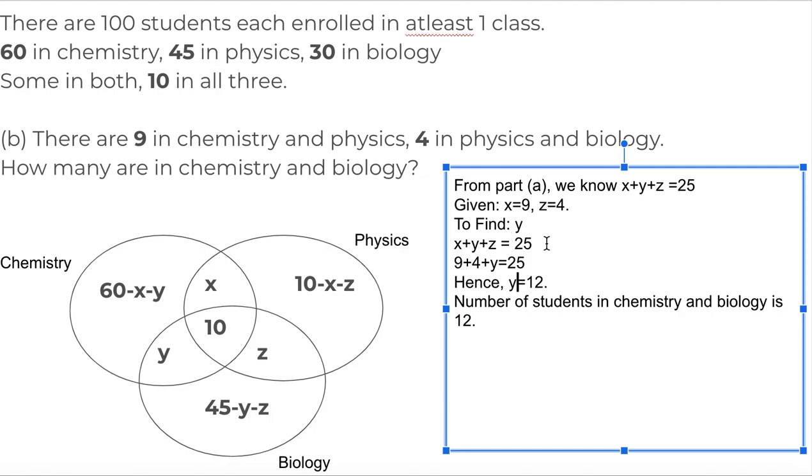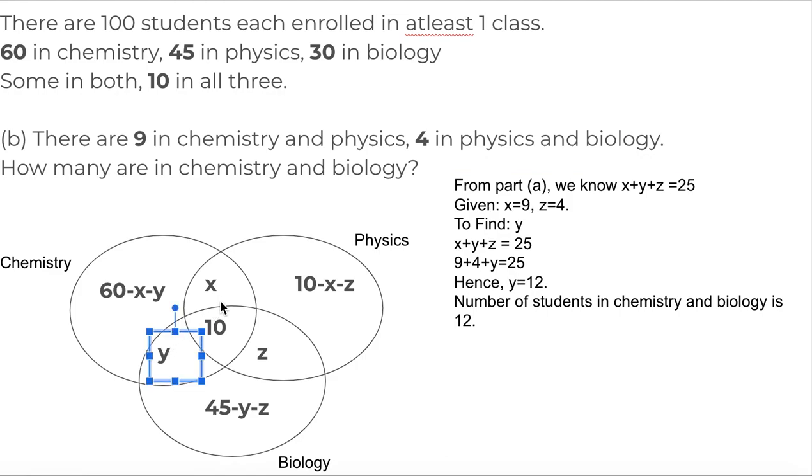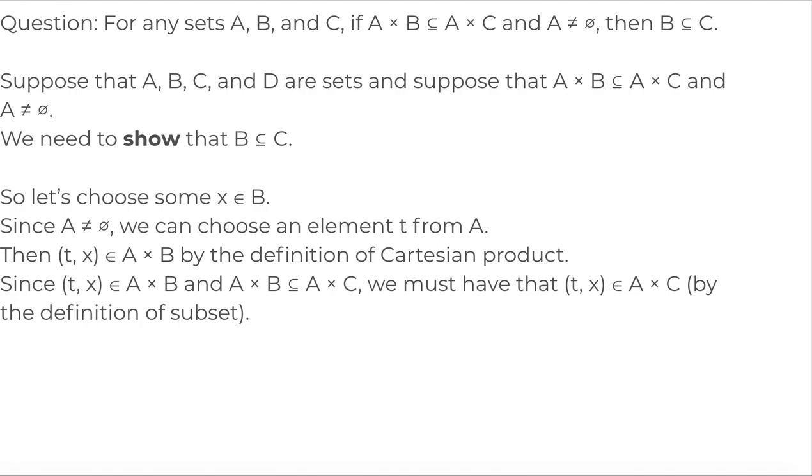So x plus y plus z is 15, from the previous one that we knew. 9 plus 4 plus y is 15, and we have y as 2. So this is 2, this is 9, and this is 4. So the number of students in chemistry and biology is 2. Right? Interesting question. Okay, this is the most important question of the day and the last question for now.